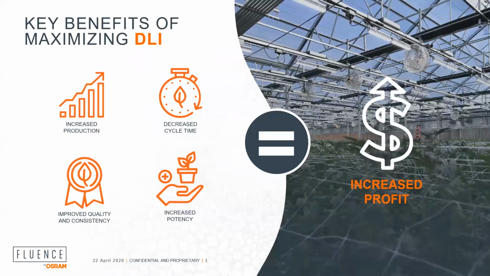So a couple key benefits of maximizing DLI within your production. Obviously, the first one is increased production, right? Next one being decreased cycle time, minimizing how long it takes to harvest, improved quality and consistency, as well as increased potency. And why do we do this? To maximize our profits by maximizing our harvest, correct?